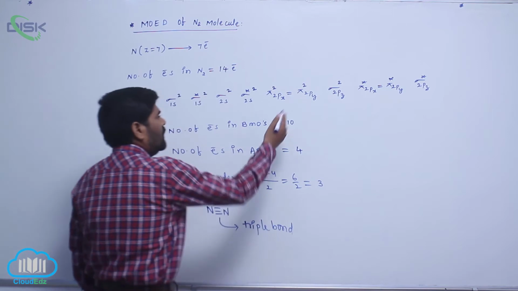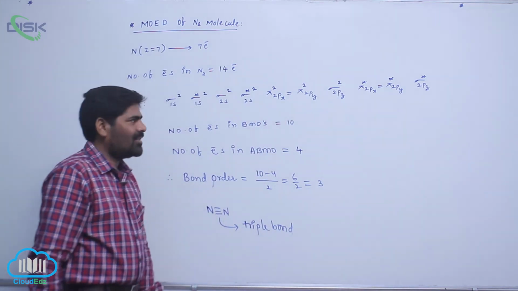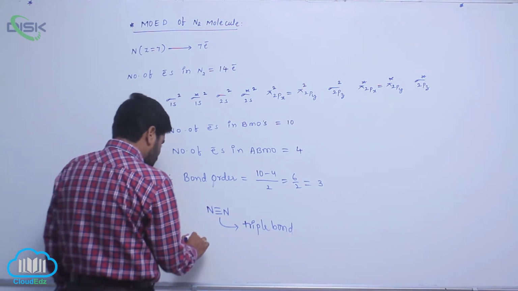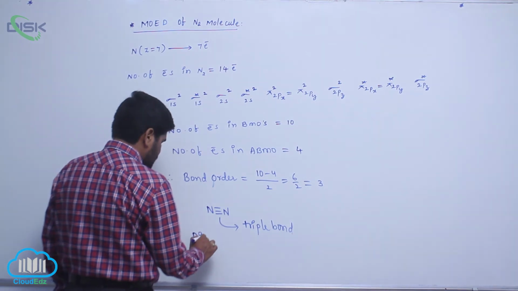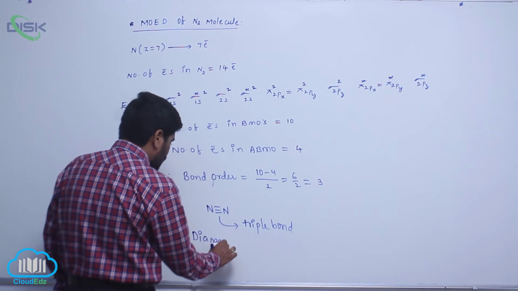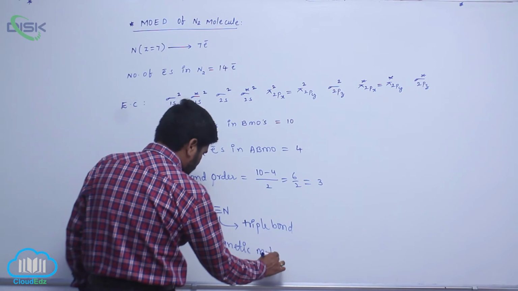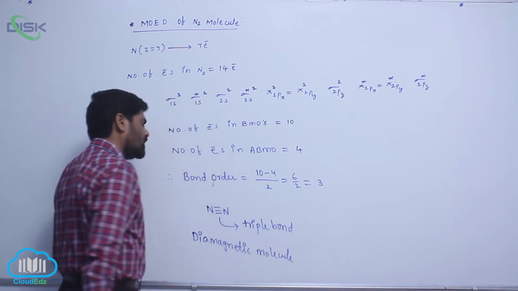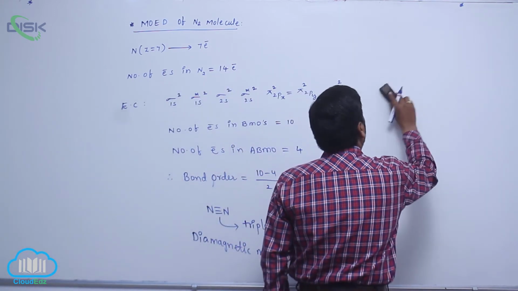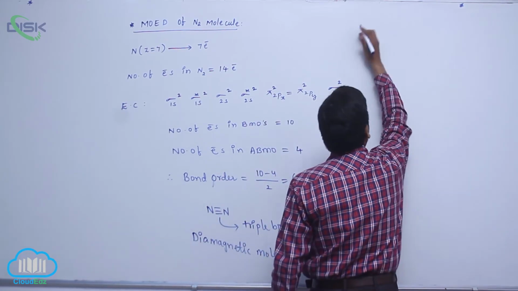Here, according to molecular orbital theory, there is no lone pair of electrons. That is the reason why nitrogen is a diamagnetic substance, a diamagnetic molecule. Now let us see the MOED diagram of the N2 molecule.